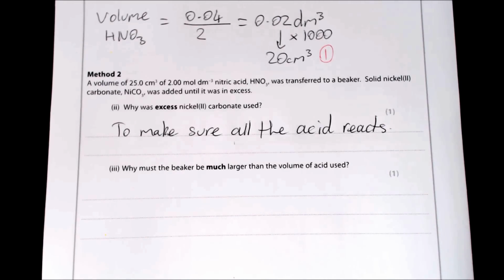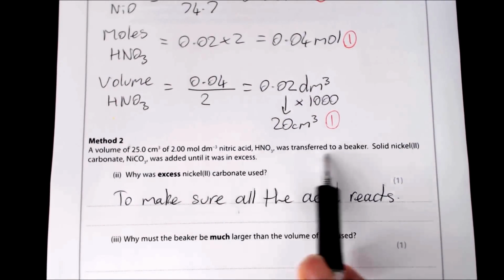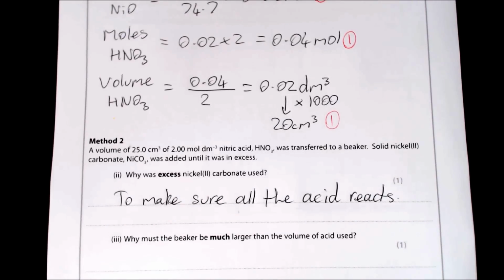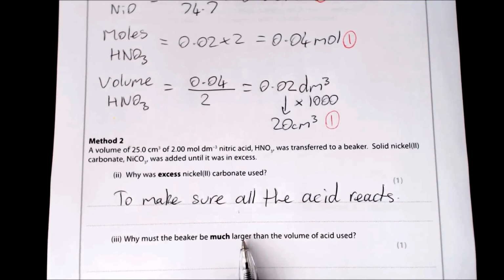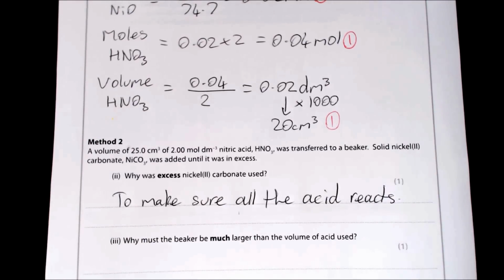of acid used? This is quite a tricky one. This is like how science works. You go back to this equation. It did say that we're producing, because it's an acid and a carbonate, we're going to produce a gas as a result. Remember, acid plus carbonate will produce salt plus carbon dioxide plus water. So because we're producing a gas, we're going to need a larger beaker, because you might get a little bit of overspill because the gas has been produced, the gas has been released.